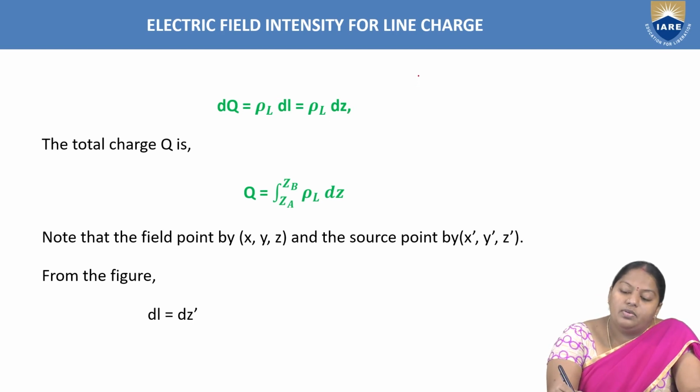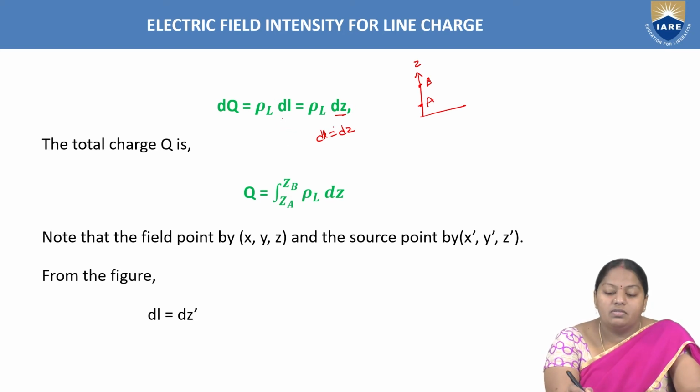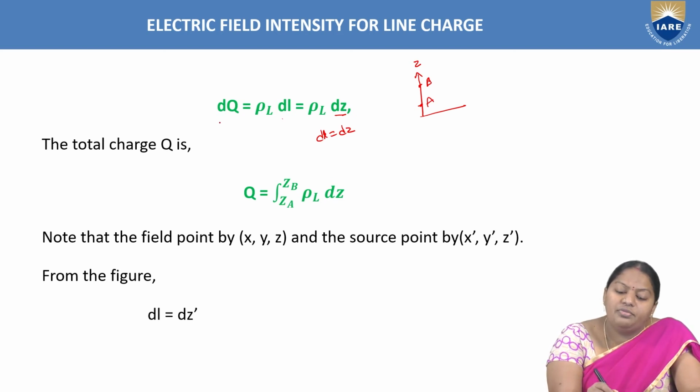Why? Because if you observe in the figure, the finite length of the conductor, which is placed from A to B, is located in which direction? Z direction. Hence, this displacement length dl is denoted in the direction of z. Hence, dq equal to rho L into dl is the general formula. And if you find the dl value from the figure, dl is nothing but dz. dl equal to dz. Hence, dq equal to rho L into dl, which is equal to rho L into dz.